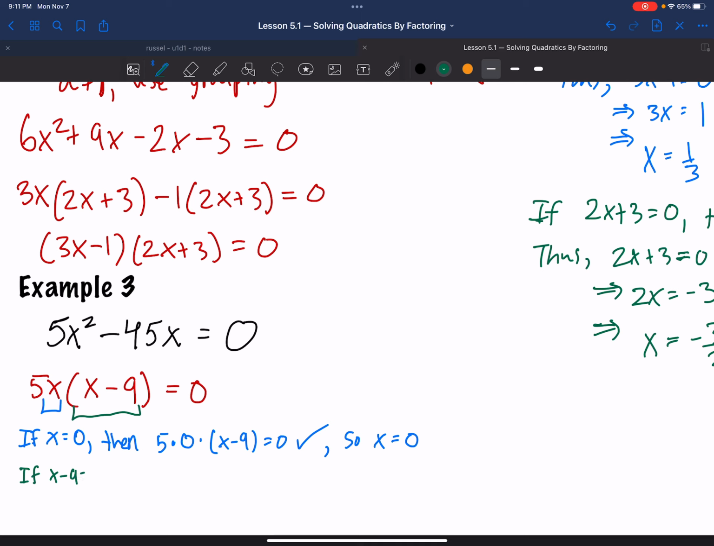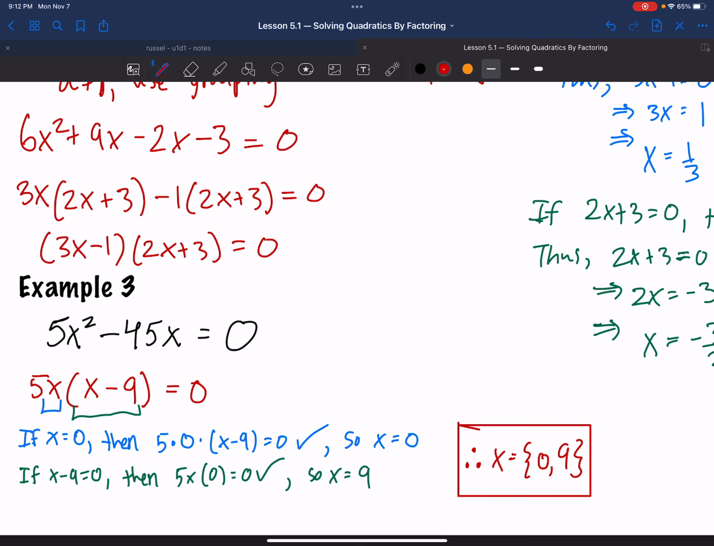And then the same idea for x minus 9. If x minus 9 equals 0, then 5x times 0 equals 0 is true. So x equals 9. Therefore, x equals 0 and 9.